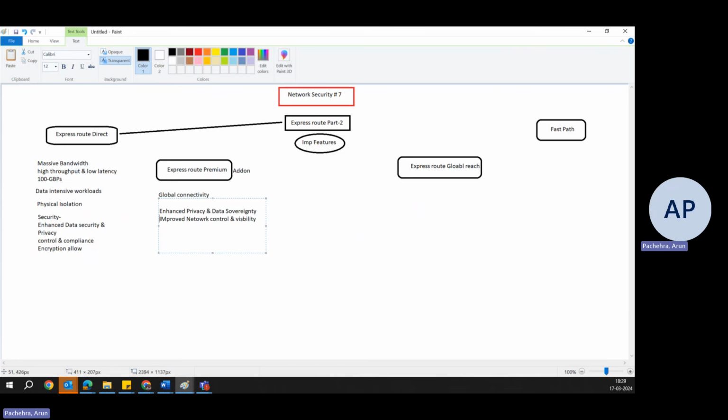Then finally, scalability without compromising the security. How can we explain this point? Well, let's suppose as an organization expands, and they usually do, their network's complexity and security requirements grow. ExpressRoute Premium facilitates the growth by providing the necessary infrastructure to scale securely, supporting more routes and virtual networks while maintaining a private dedicated connection to Azure. So, scalability without compromising the security.